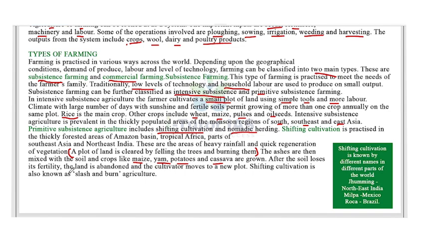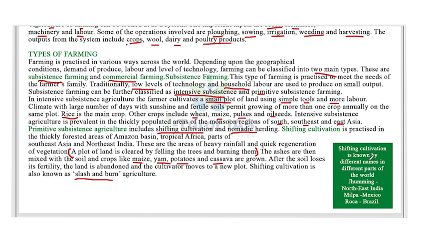After the soil loses its fertility, the land is abandoned and the cultivator moves to a new plot. So when the soil loses its fertility, the land is abandoned and the cultivator moves to the next plot. That's why this is known as shifting cultivation. This is also known as slash and burn. After use, they leave the place and move to a new plot.